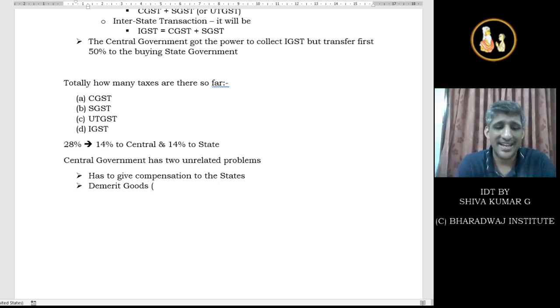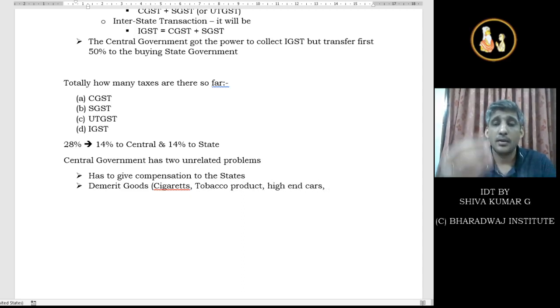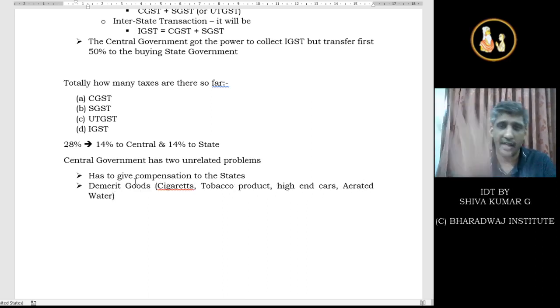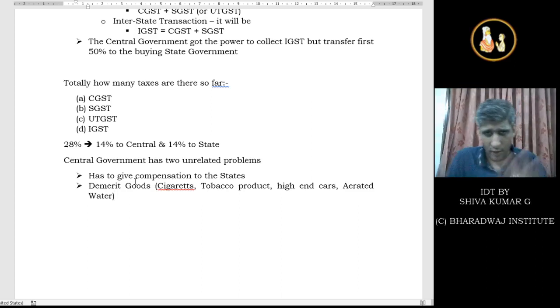What are these goods? Say cigarettes. I'm just giving you an example. Cigarettes, tobacco products, high-end cars. Aerated water, soda, Pepsi, Coke. Anything with carbon dioxide in it. I'm only giving you examples, not the full list. These goods, the government does not want you to buy. Okay, sir, does not want me to buy.